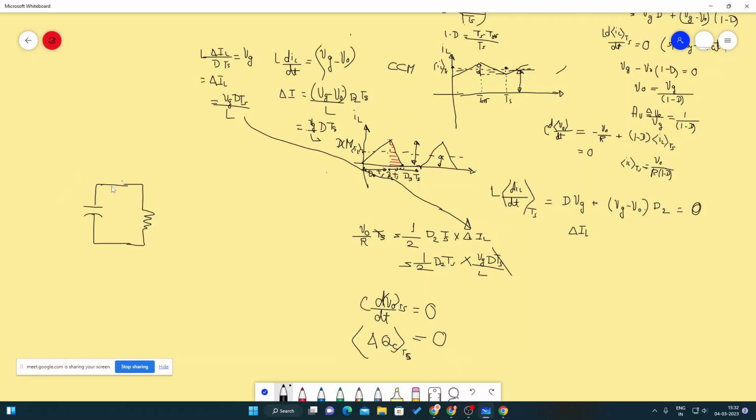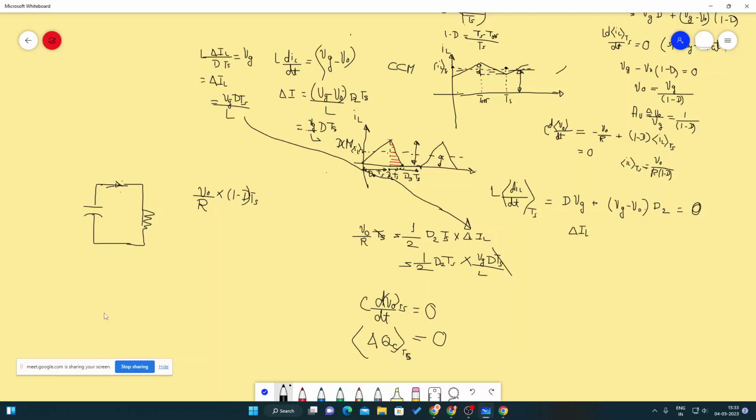So when the diode is conducting, the amount of charge that is causing the current to flow through the load is V naught by R into 1 minus d Ts. Okay, sir. The diode is conducting for the 1 minus d Ts duration, V naught by R is the current, into time, is the charge that is flowing to the output side, the output load.